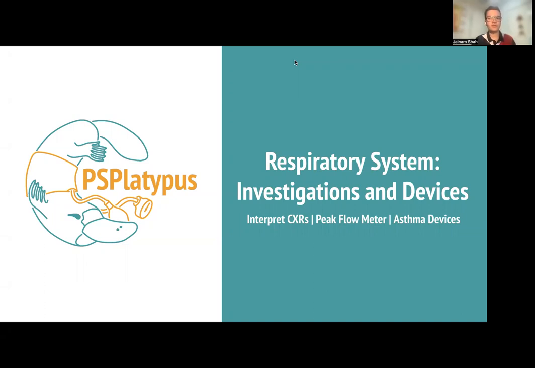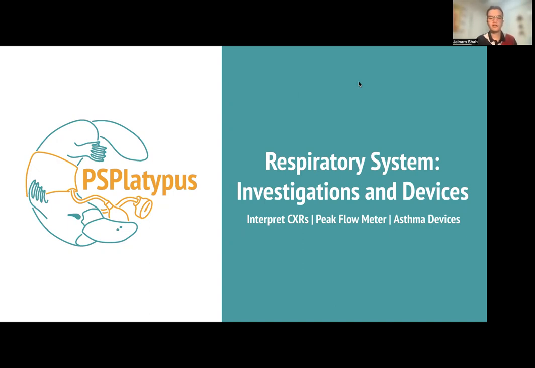So not things we would be doing first line, but things we would be considering once we know, for example, that this patient is at a high risk of pulmonary edema or pleural effusion, just to confirm that is the case. So with that out of the way, the three main things we're going to be discussing are how to interpret a chest X-ray.